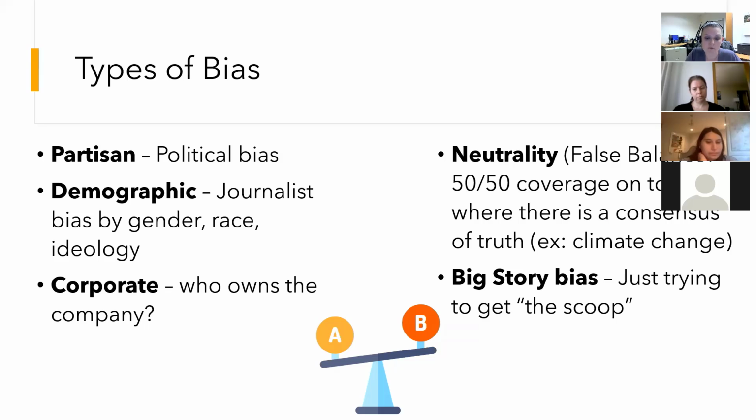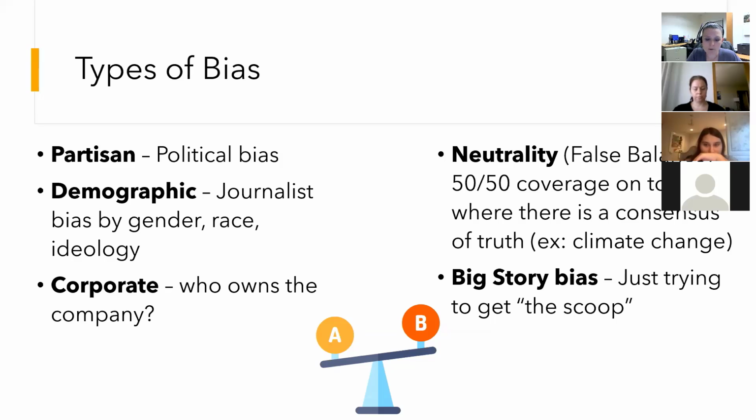Neutrality bias or false balance. So it's 50-50 coverage on a topic where there's really a consensus of truth. So for example, climate change, if a news organization had on a climate denier in the same conversation as a scientist who is promoting how to change global warming, that would be a false balance. And then big story bias. So if they're really just trying to get the scoop, they're not concerned about the truth in the conversation.